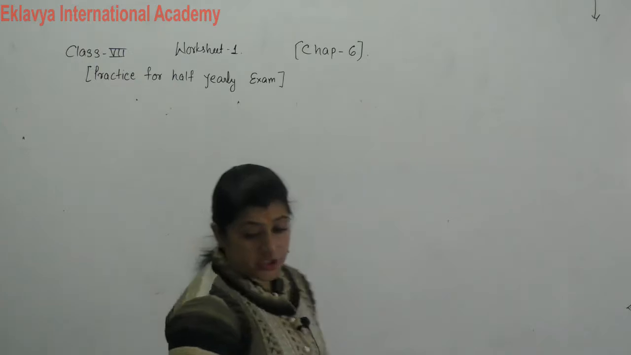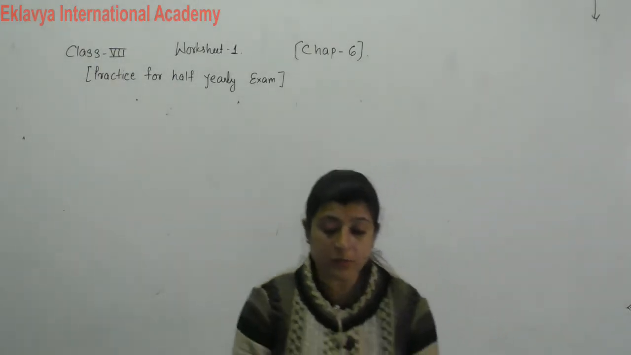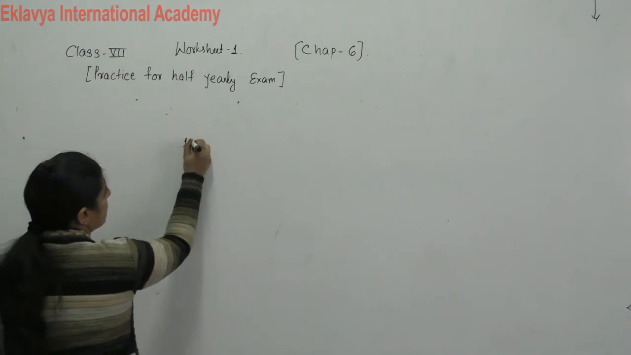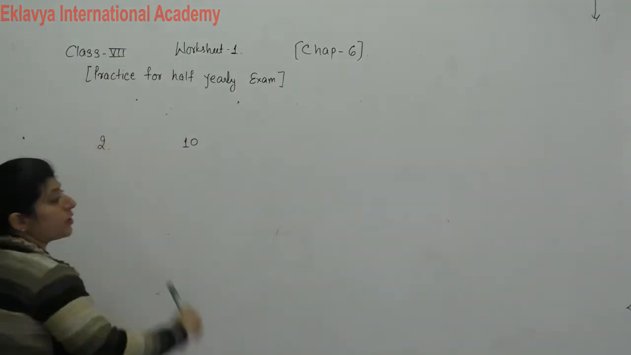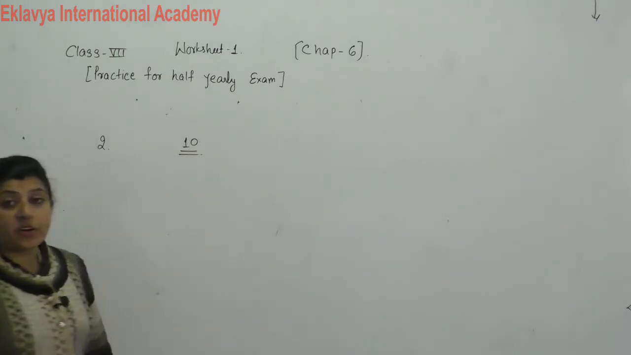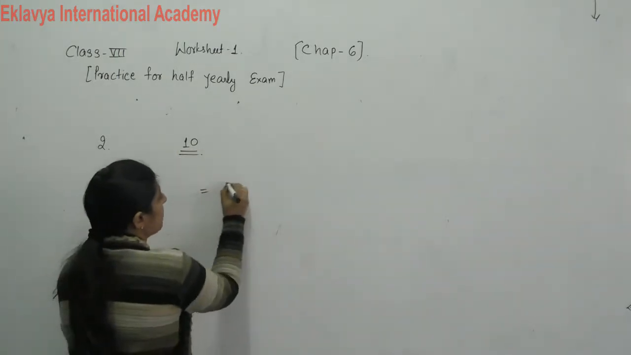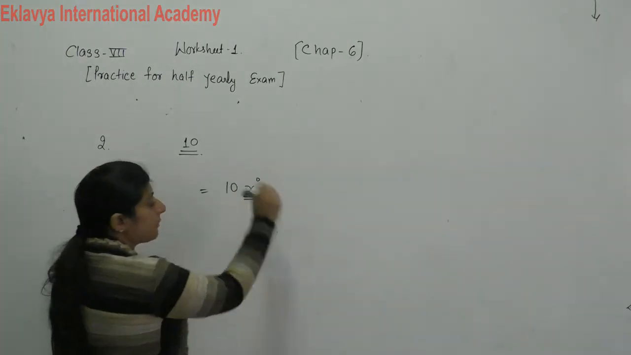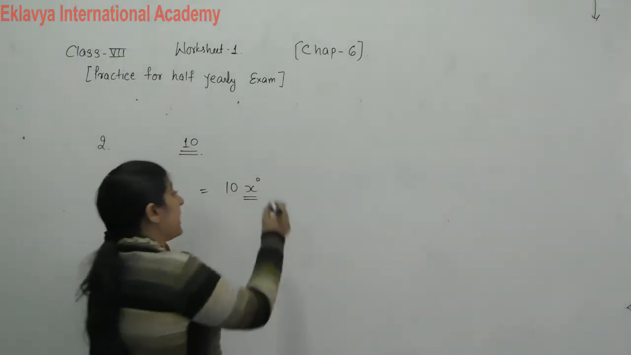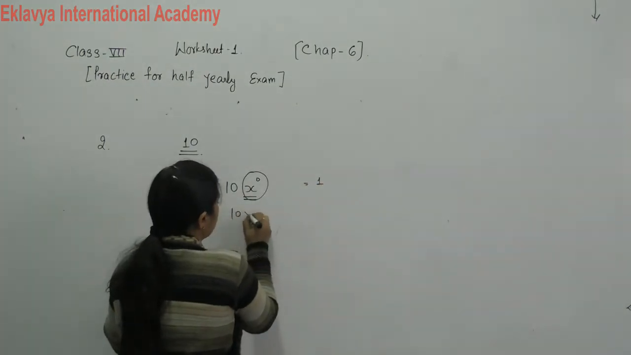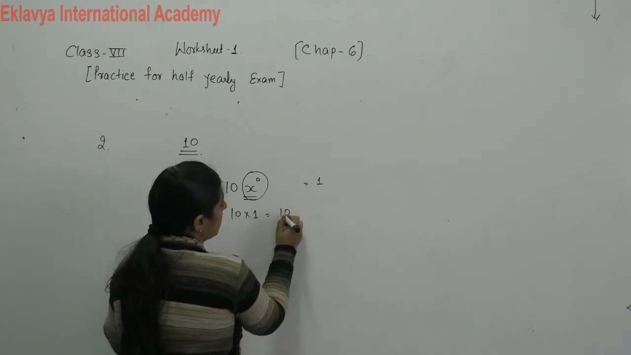See the next question. The degree of the polynomial 10. One polynomial is given to you, 10. What is the degree of this polynomial? See, what is the meaning of this polynomial? We can write this as 10x power 0. Any variable power 0 is always equal to 1. That's why 10 into 1 is equal to 10.